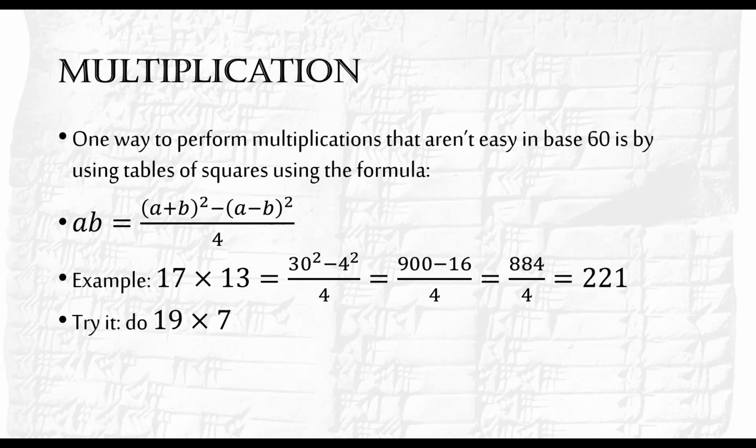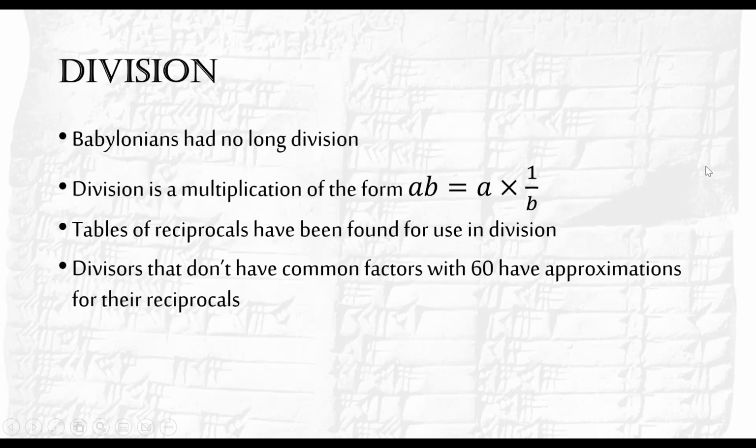676 minus 144 for the intermediate, and then divide that by 4. That's what I did, and then I divided by 4 again. Yep. All right. So the way they did division, they did not have a long division algorithm like we do. In order to do division, they multiplied times the reciprocal. So they needed a table of reciprocals. And that's what these tables of reciprocals they found are for, especially since they were using sexagesimal fractions.